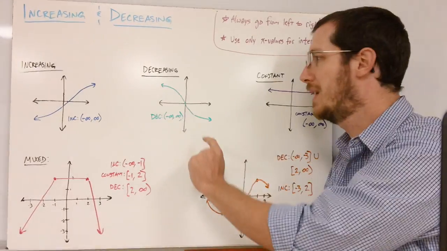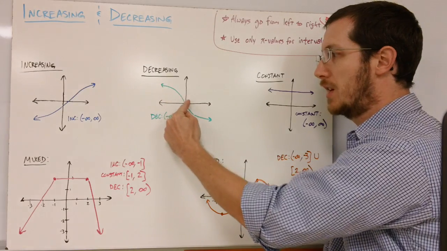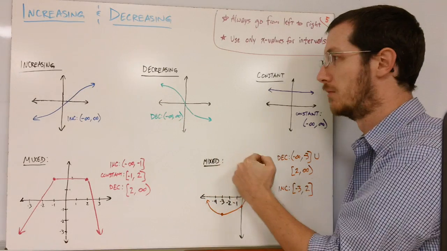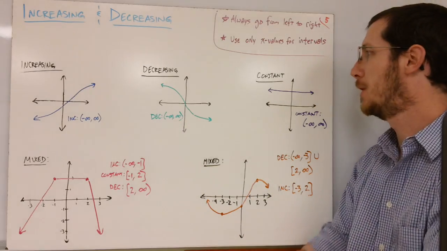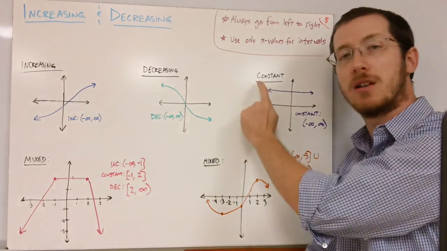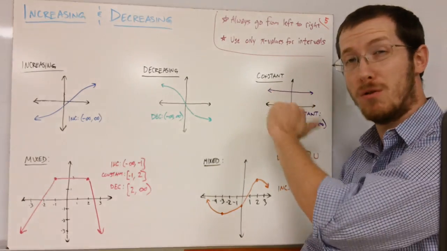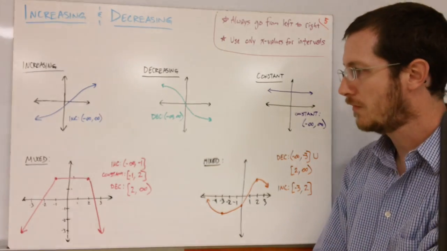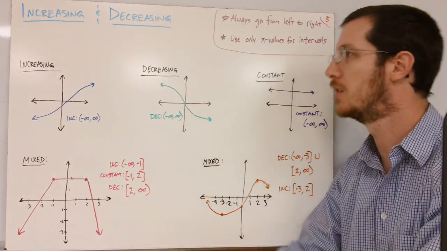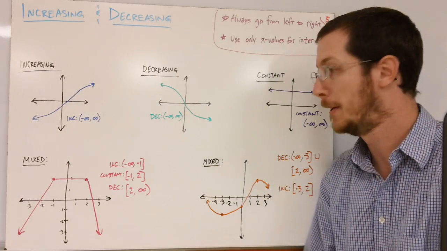This function here in green is decreasing. If we go from left to right, notice that the y values are getting smaller. They are decreasing. So it's decreasing on its entire domain. If a function is constant, then we've got a horizontal line. Y values aren't getting bigger or smaller. They're staying the same. They're constant. Oftentimes, we're going to see a combination of increasing, decreasing, and constant in the functions that we're going to study.